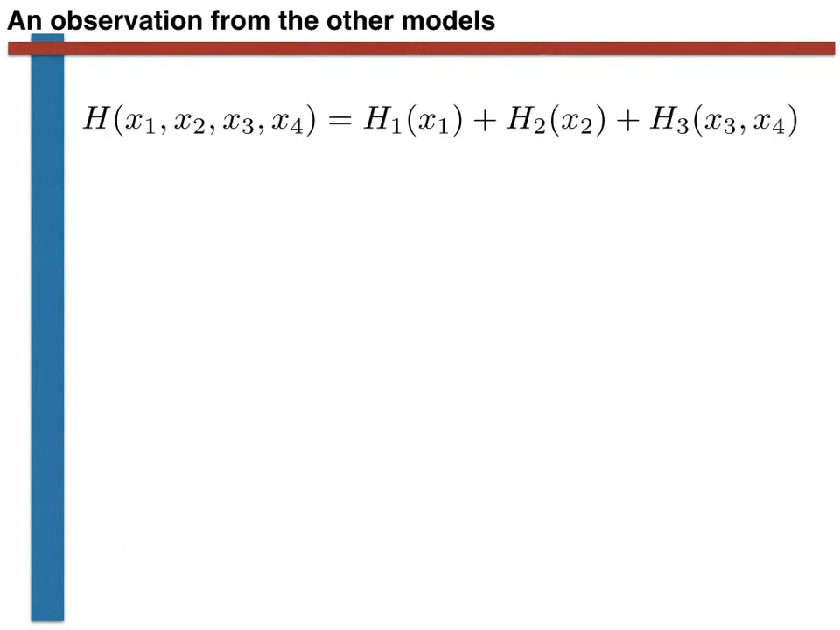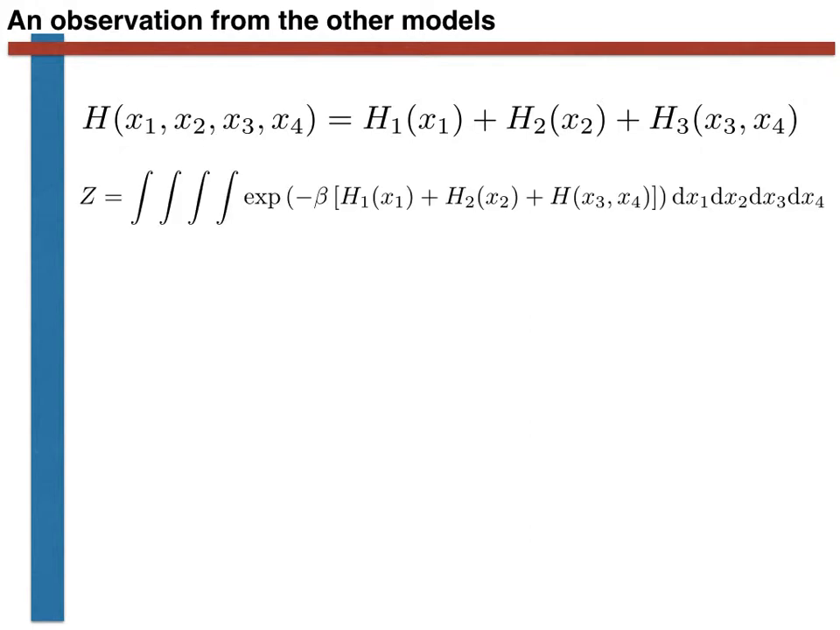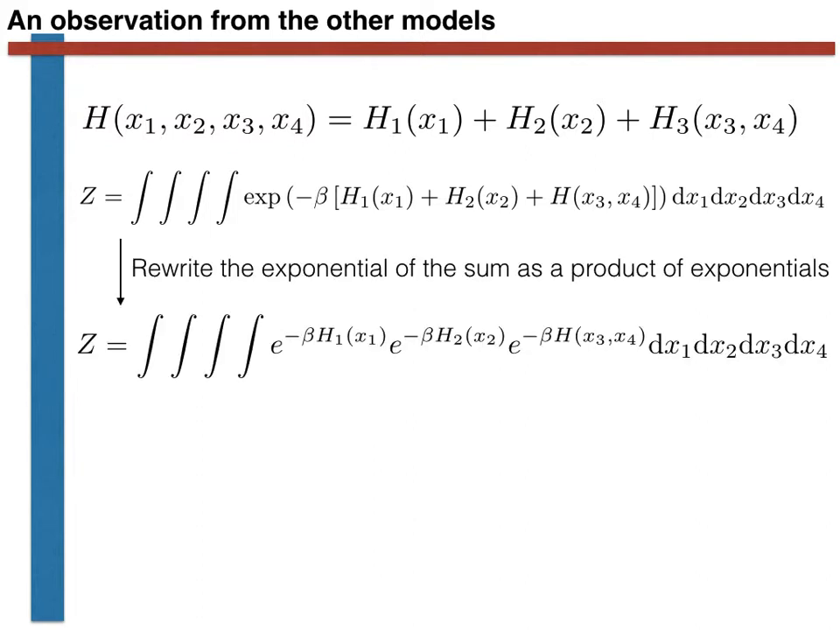In all those videos, we have seen that if we have a Hamiltonian, like the one shown here, which is a sum of terms that each depend on different coordinates, then the expression for the partition function of this model looks something like this. When we have encountered integrals like these ones elsewhere in this course, we have always started by rewriting the exponential of the sum as a product of exponentials, as shown here.